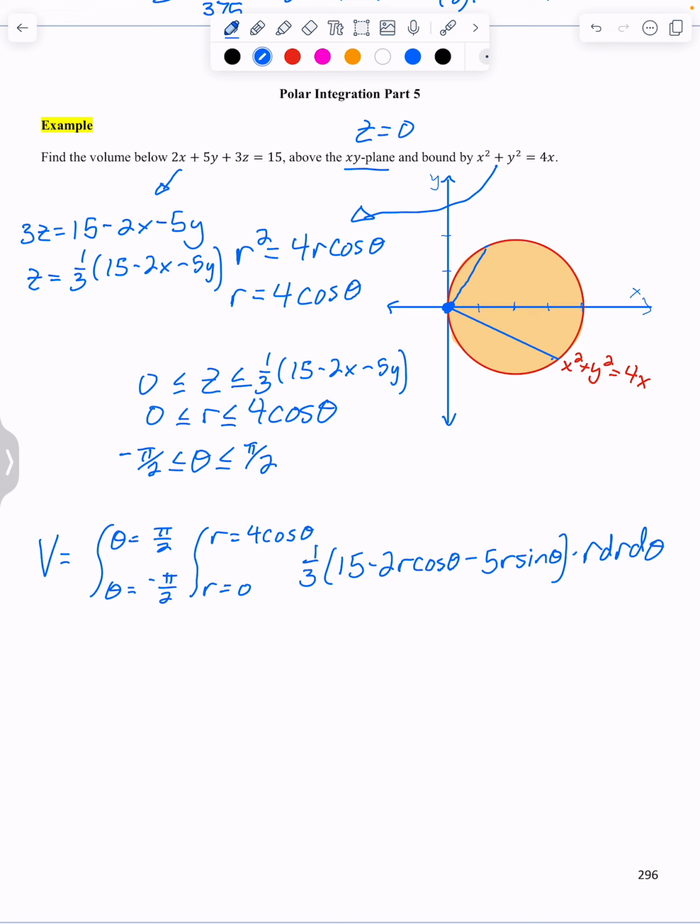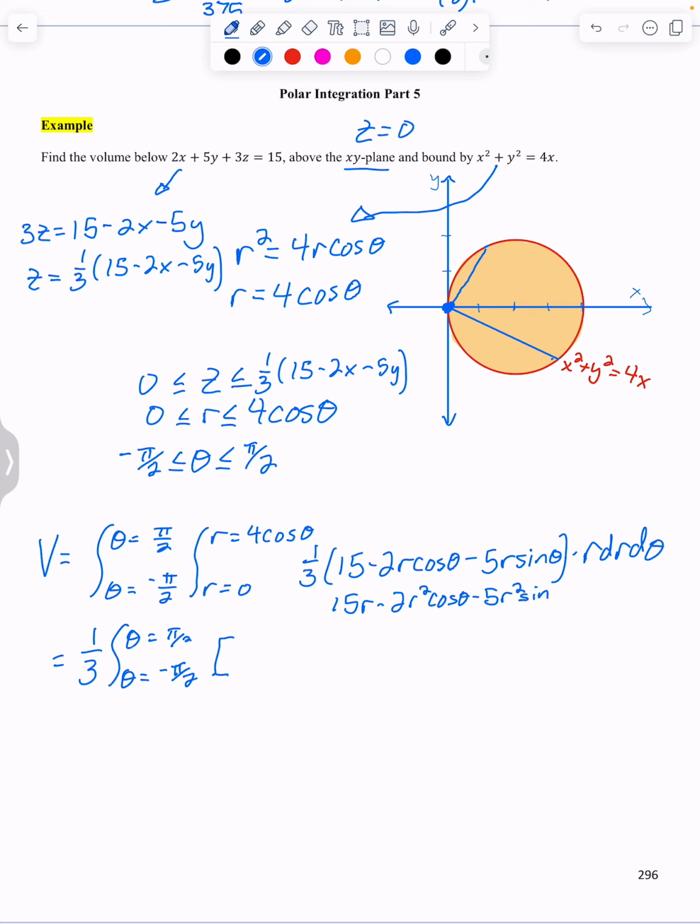I could just integrate. I'm going to use the 1/3 out front, go to the two-dimensional integral, and then stop and use my calculator. So I have negative pi over 2 to pi over 2, and then I integrate my r. The third is out front, so I get 15r minus r squared cosine theta, minus 5 over 2 r squared sine theta. Oops, I forgot that r. That r has to go through. I'm glad I caught it. This third is out, but this r has to go through the whole thing. So I get 15r minus 2r squared cosine theta minus 5r squared sine theta.